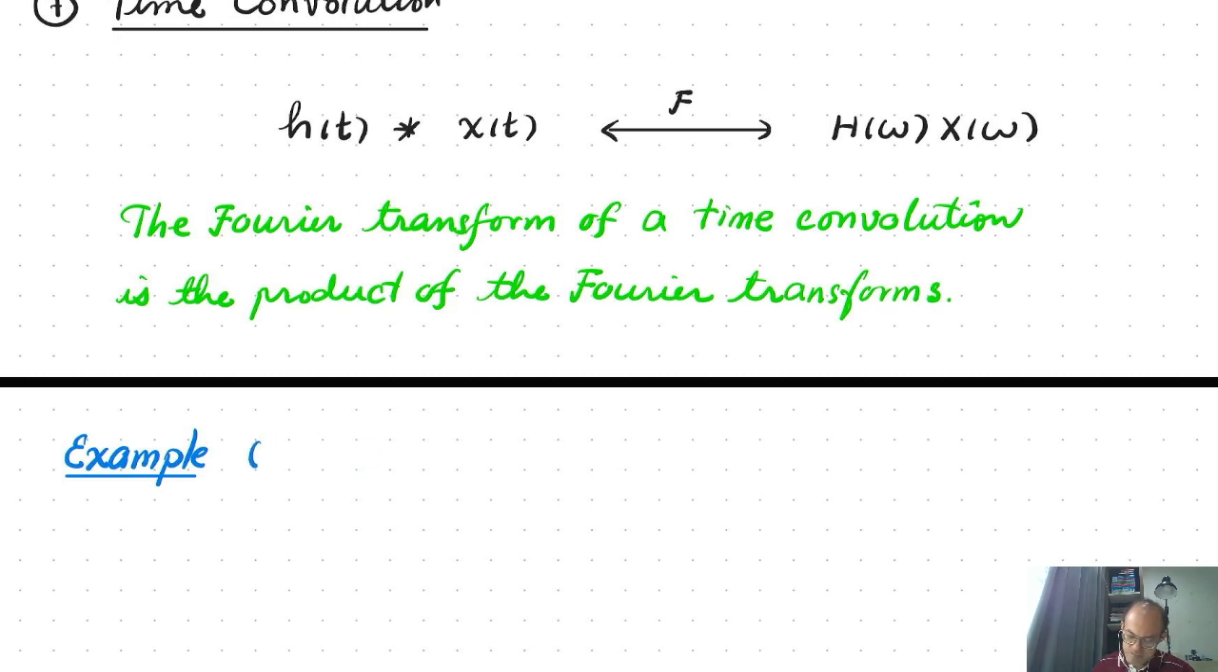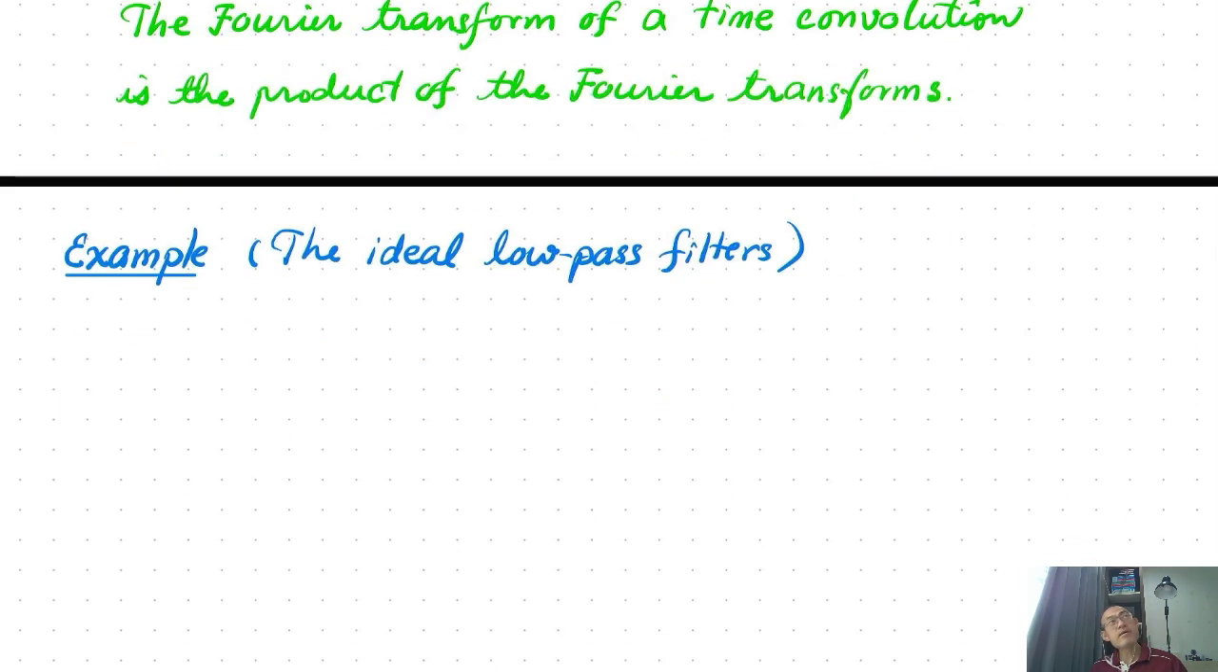The ideal low pass filters. So what is an ideal low pass filter? An ideal low pass filter is a linear time invariant system that will block high frequency components of a signal from passing through.